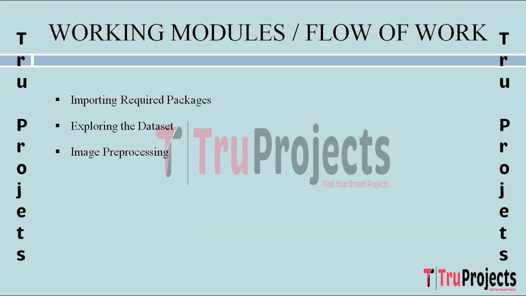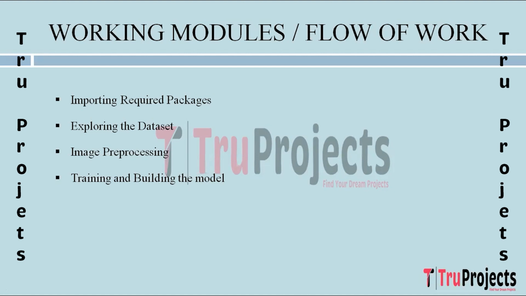The third step is image pre-processing. So the pre-processing phase involves using an image data generator for augmenting images, including rescaling, shear transformation, zooming, horizontal flip, and reshaping. Furthermore, feature extraction is performed using the HOG, that is histogram of oriented gradients model, enhancing the dataset for effective model training. The next step is training and building the model.